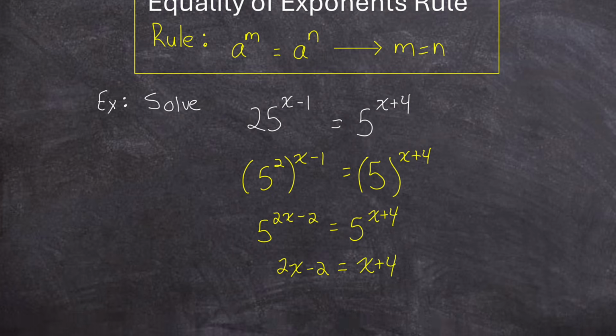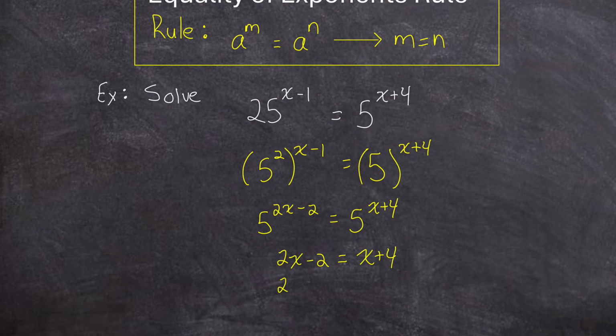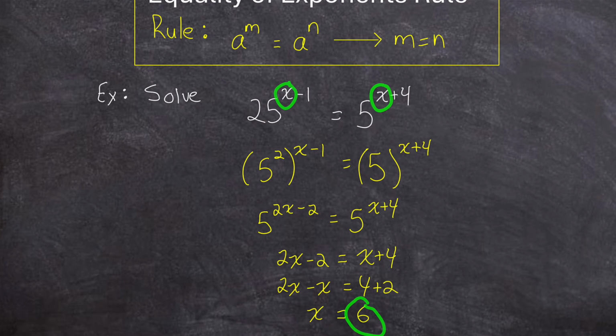And then I just solve this equation. I'll bring the variable terms to the left, and the constant terms to the right, and I figure out that x is equal to 6. And you could check this answer in the original equation, subbing it into both the left and right side, and make sure you get left side equal to right side.